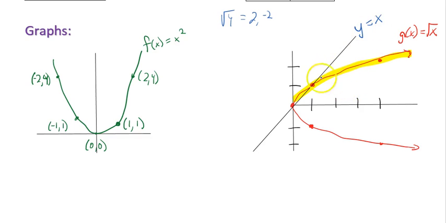Okay, that again is what happens when you switch the x and y's. You get the new graph. It happens to be a flip over this line. This is one situation. There are plenty more situations of inverse graphs that we will work with.